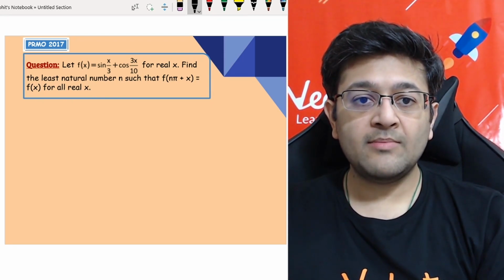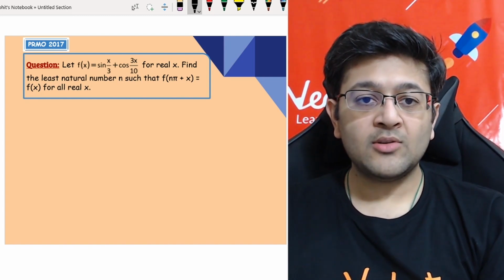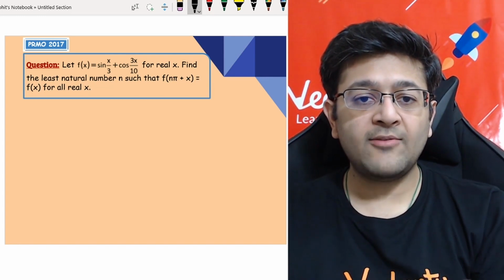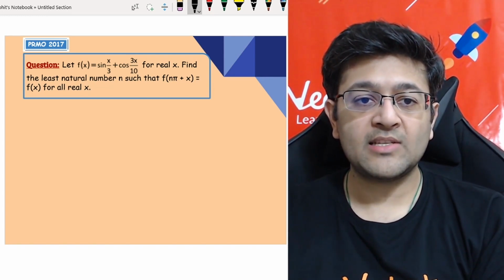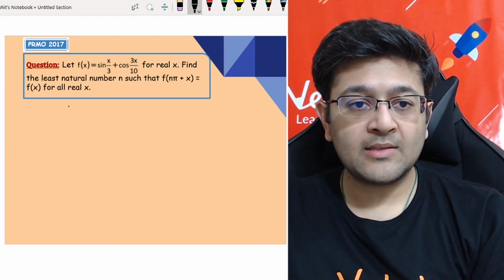Find the least natural number n such that f of n pi plus x equals f of x. So this is like asking the period of this function. Okay, like asking the fundamental period, because it is asking about the least natural number n. Okay, so let's see. First of all, let's think about this thing.